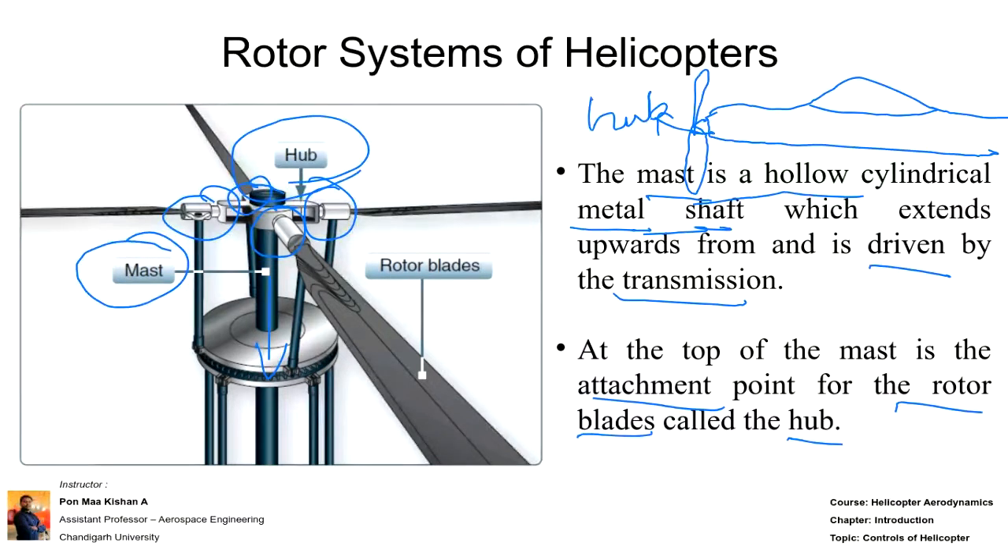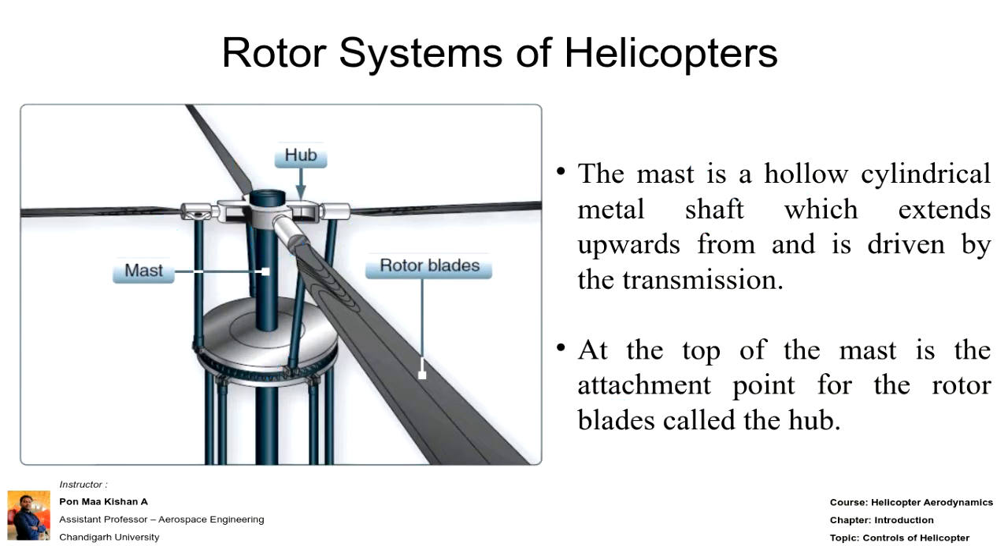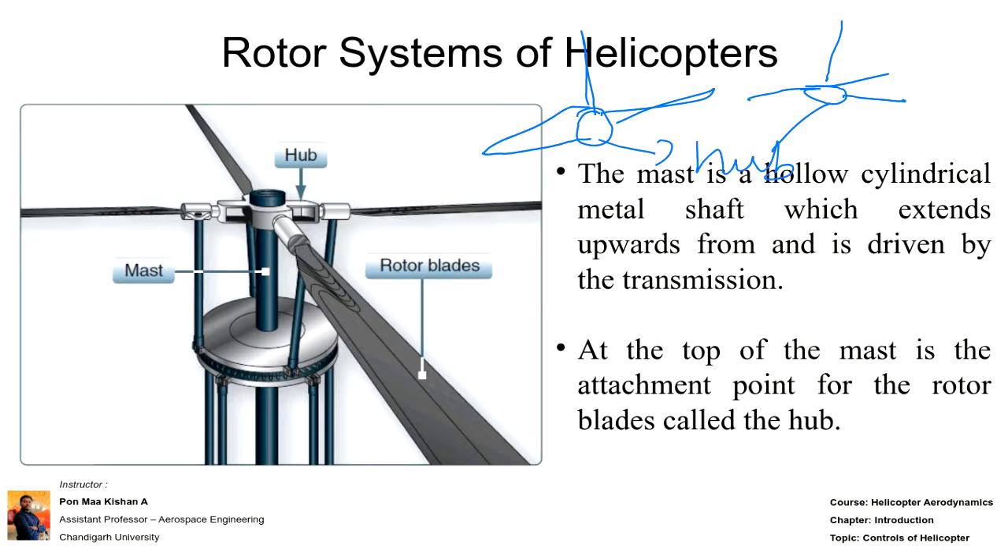It is not only for rotor blades. If you see in our home, we have a fan. Our fans will have a mast, and they will also have a hub where the blades are connected. So a fan is one example, and wind turbine blades are also an example. Wherever blades are connected to a central point, that point will be called a hub, and the shaft will be called the mast.